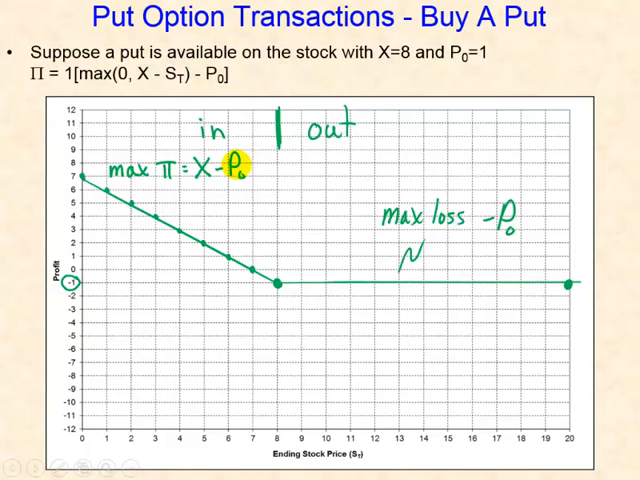We also have a break-even point. Let's see where that is. Break-even occurs when we have $0 of profit. It occurs right here when our stock price is 7.